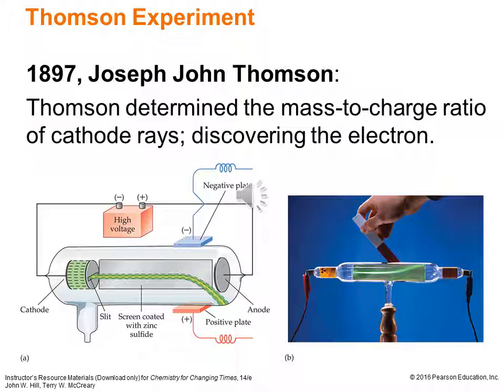So using a cathode ray tube, J.J. Thomson, Joseph John Thomson, in 1897 was able to determine the mass-to-charge ratio of cathode rays, and finding that they were indeed massive particles, he was able to discover the electron.